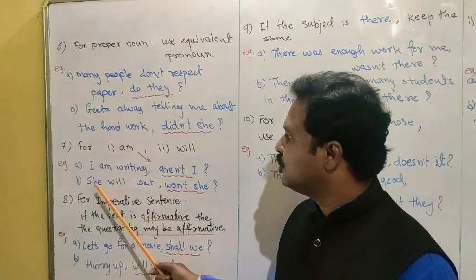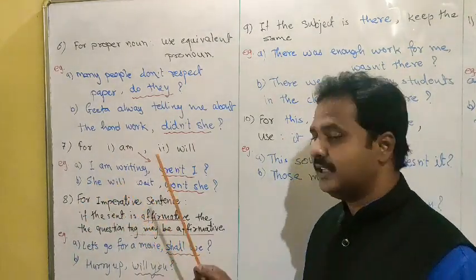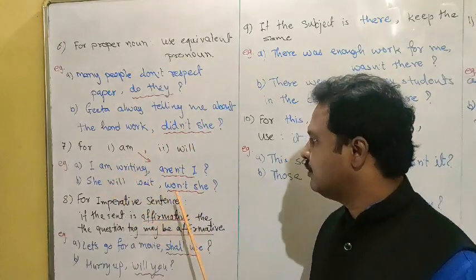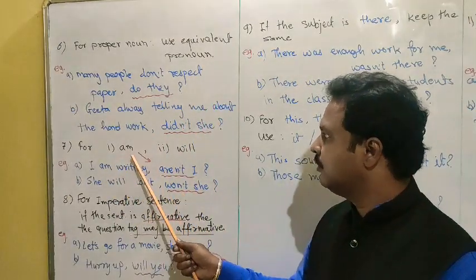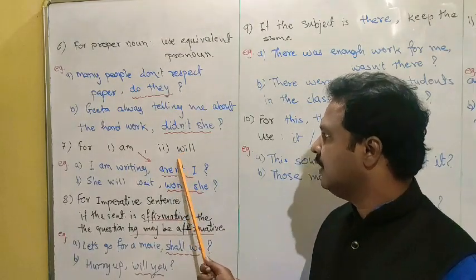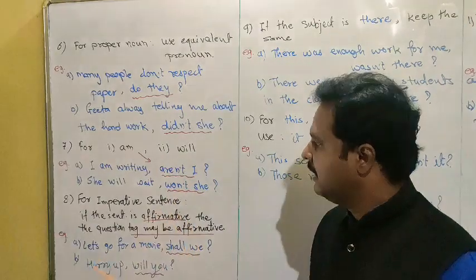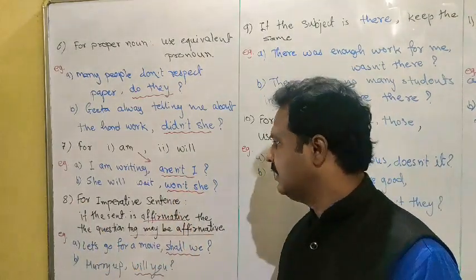Then, she will wait. It is not willn't. For will we have to use won't. So for am we have to use are, and for will we have to use won't, not willn't.